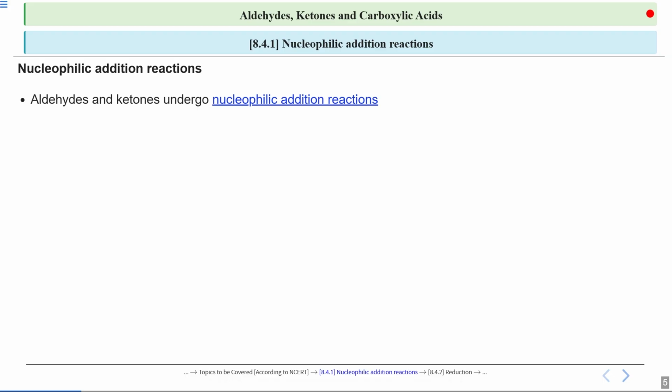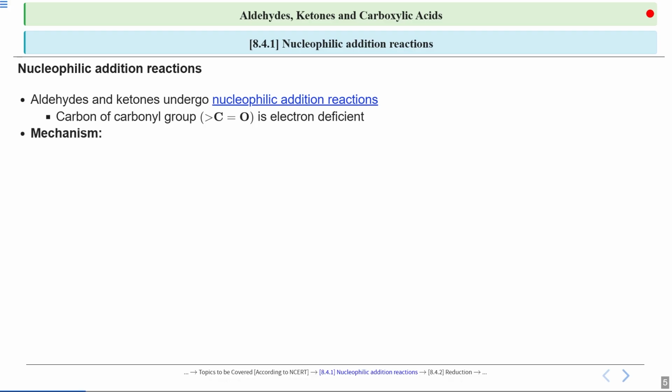As I told you, the carbonyl carbon is electron deficient. Why? Because the oxygen atom pulls electrons towards itself, which creates a partial positive charge on the carbon. Oxygen is more electronegative, so it pulls the electrons towards itself. This makes the carbon susceptible to attack by nucleophiles, which are electron-rich species. So the carbonyl carbon is electron deficient, and it carries a partial positive charge.